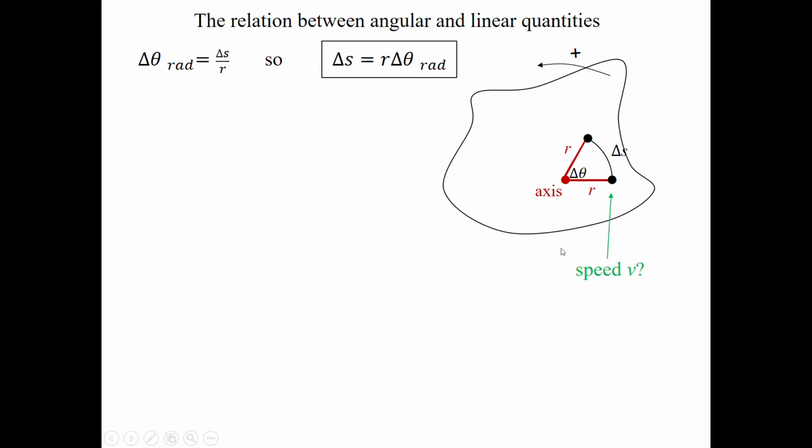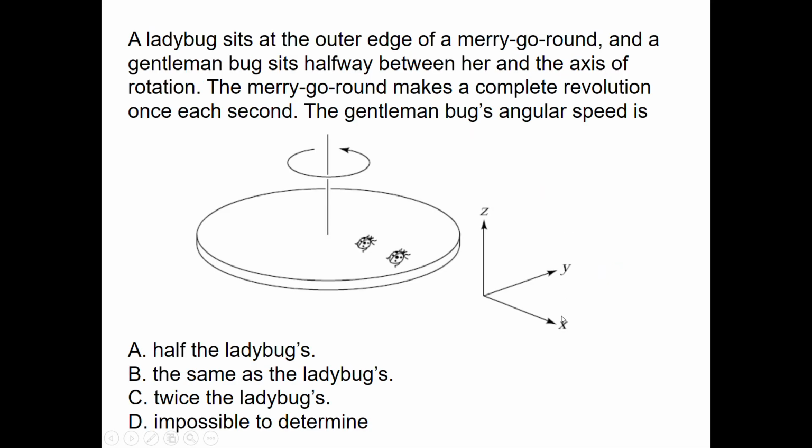Now what we're interested in is the relationship between speed and omega. In other words, let's imagine this thing is rotating in this direction and ask ourselves, what is the speed at which this is traveling if it's moving at an angular speed omega?